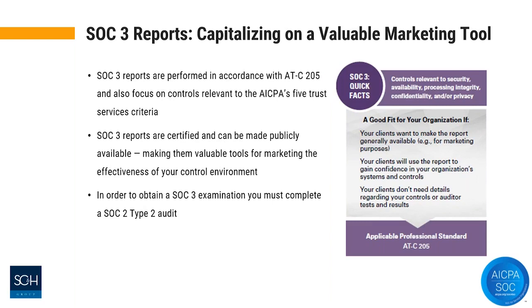A SOC 3 report is very similar in scope to a SOC 2 report, whereas the biggest differentiator is really the end product that you're receiving. So a SOC 2 report, similar to a SOC 1, has specific restricted use applied to it. A SOC 3 is a public report. You can put it on your website. You can distribute it freely.